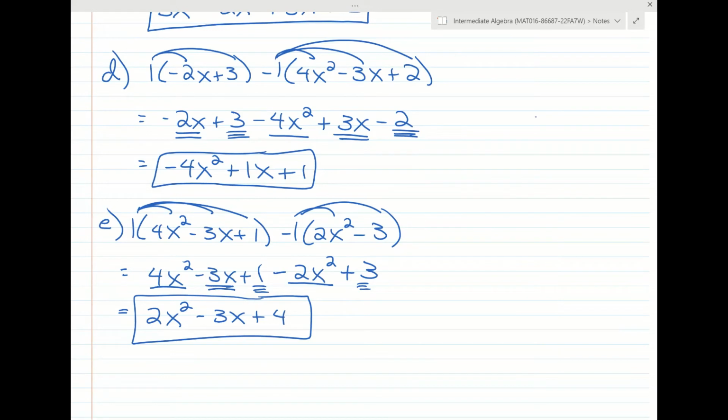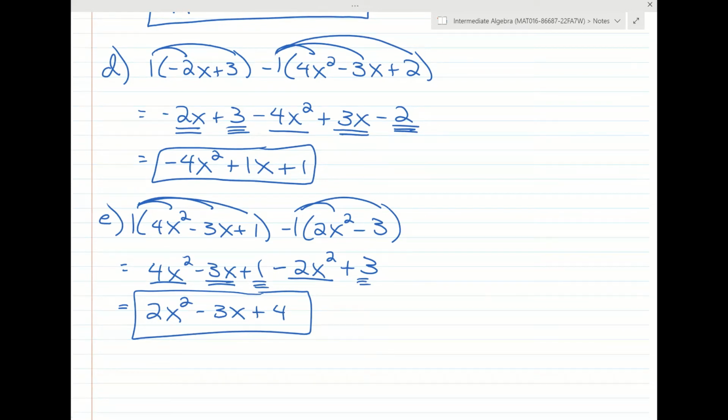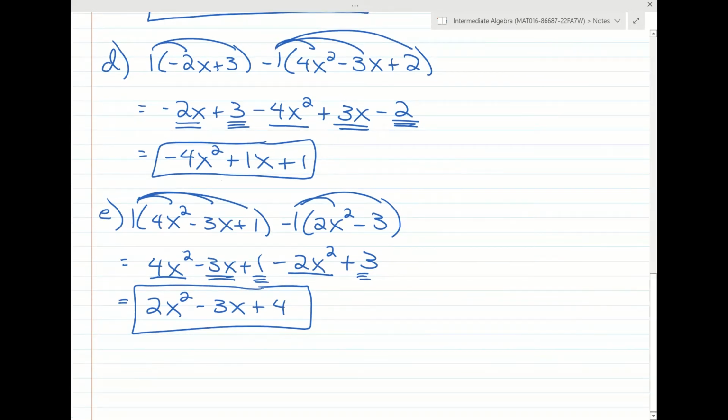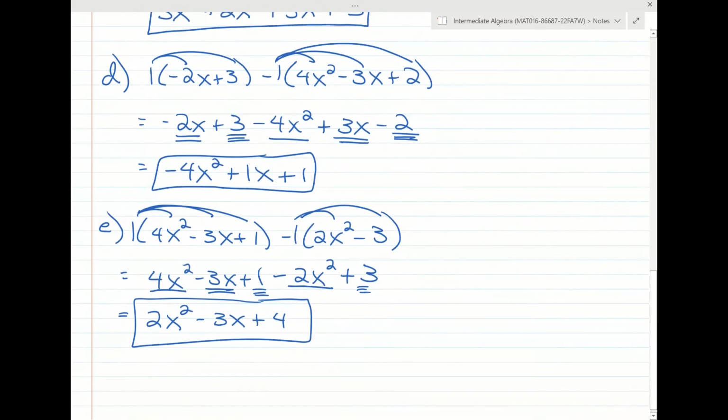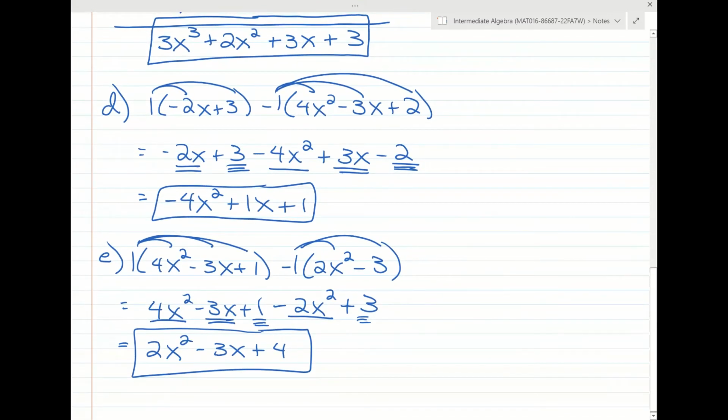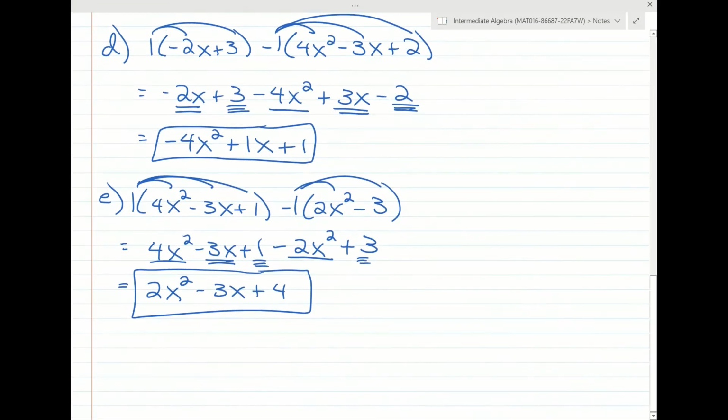Question? You can tell if you're adding or subtracting by looking at this sign. That's exactly right. Really, all we're doing is we're distributing the number in front of the parentheses, and then we're just adding like terms. Does that make sense? So I don't really like thinking about it like we're adding or subtracting. We're just combining like terms after we distribute. Good question.